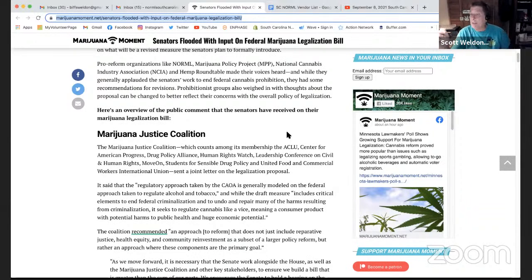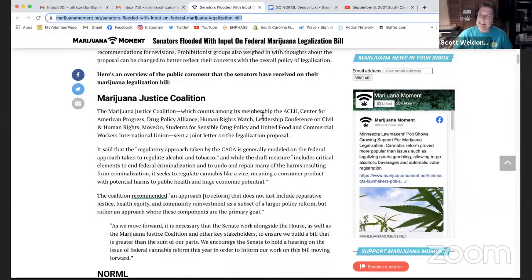Now, I must say, quite a few of them applaud the senators for their work on ending federal cannabis prohibition, but they had some recommendations for revisions. There are also some prohibitionist groups that weighed in, so we'll talk about them. They are listed down below as well, with their thoughts on what should be changed to better reflect the concerns of the overall policy of legalization.